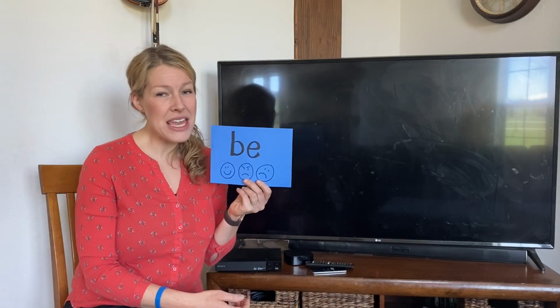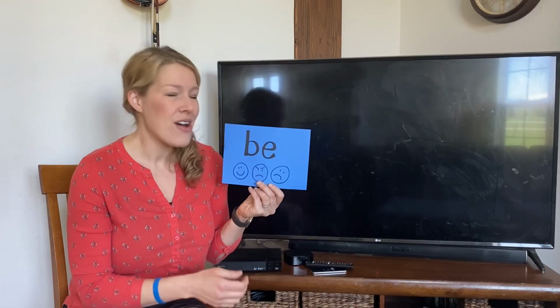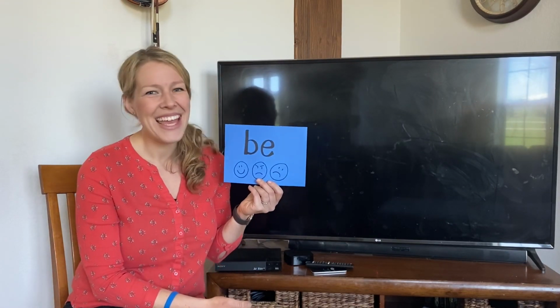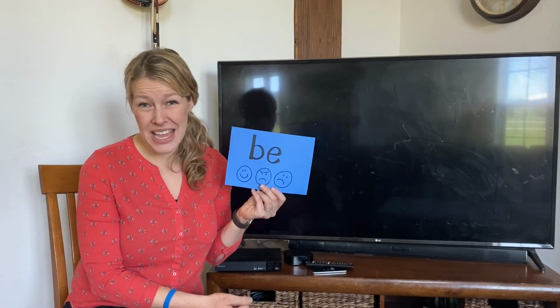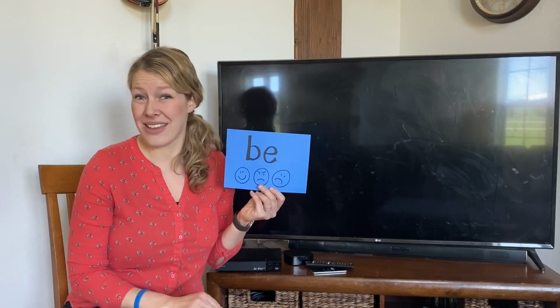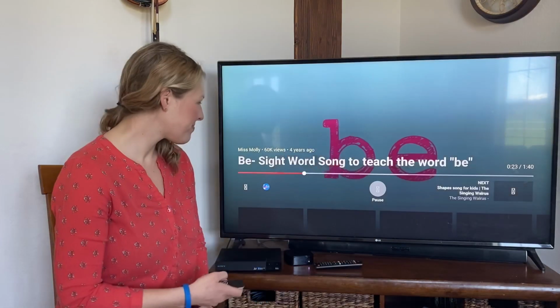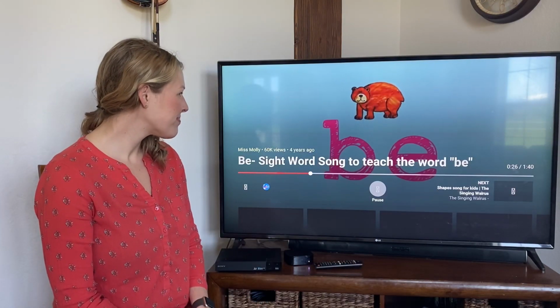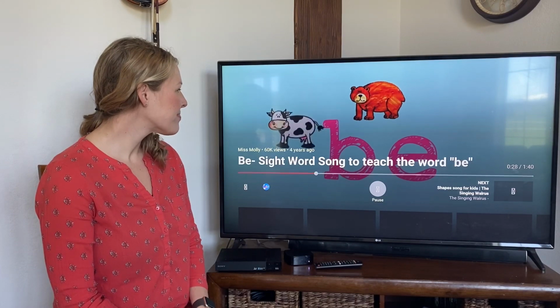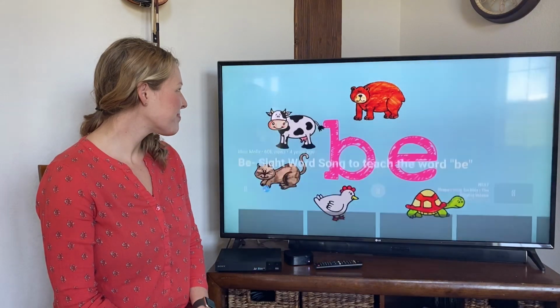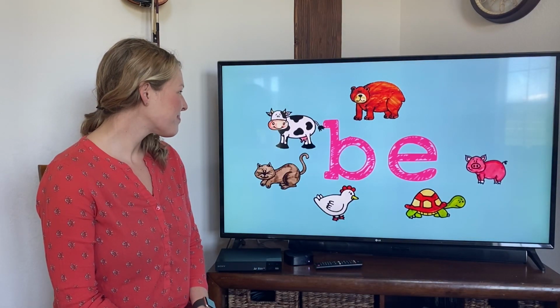I want to be a police officer someday. Or maybe I want to be a teacher someday. So we use the word be in a lot of different ways. So this is how we're going to practice the word be. If you could be an animal, which one would you be? Which one would you be? Tell me.